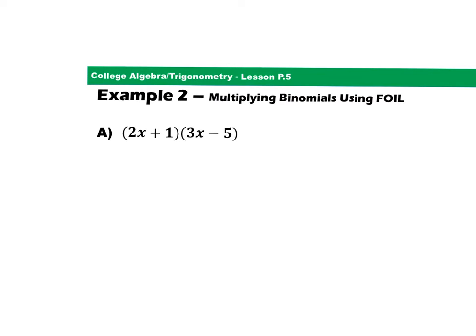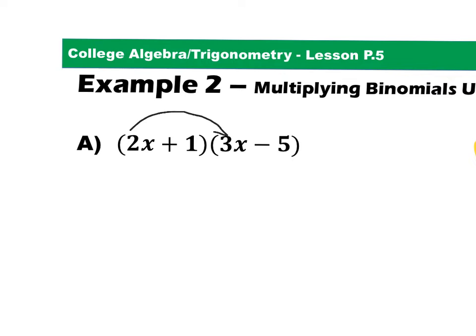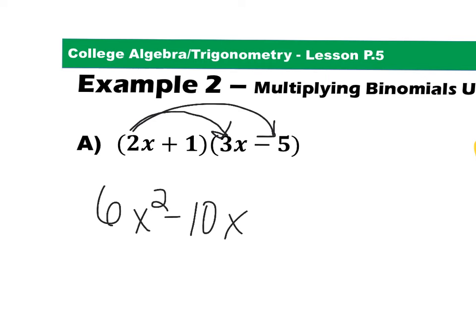All right, what are we doing here? We're going to FOIL. We're going to multiply. Does everybody remember how to FOIL? F-O-I-L. First, outer, inner, last. Use your arrows. Keep yourself straight. So I have 2x times 3x gives me 6x squared. Good. Now I have 2x times negative 5. Negative 10x. Good. Then I have 1 times 3x, plus 3x. And then I have 1 times negative 5. Negative 5.